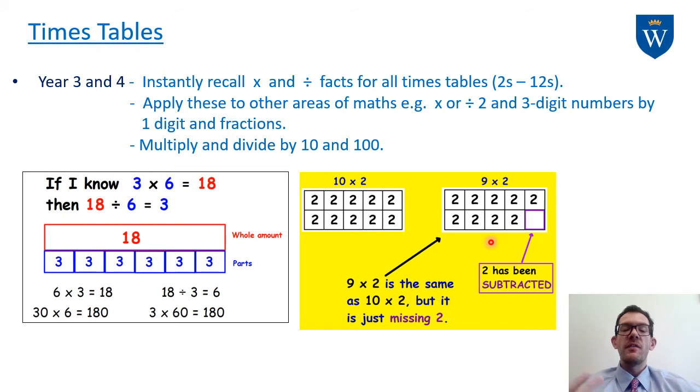And that method can be applied to all of the 9 times table. So for instance, if you were doing 9 multiplied by 7, you could do 10 times 7 first of all, and then take away a 7. And we're working hard to try and help children understand these connections and then use them more regularly in their maths.